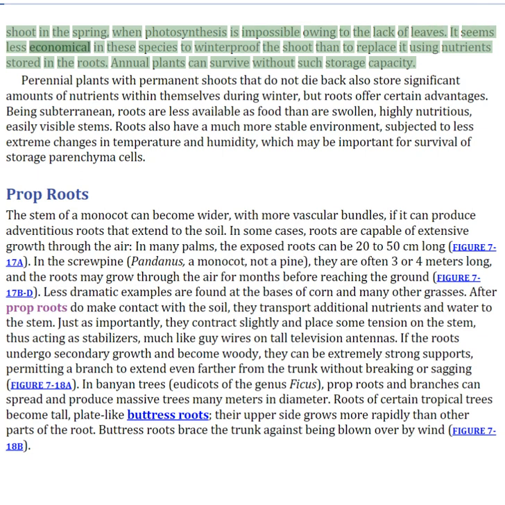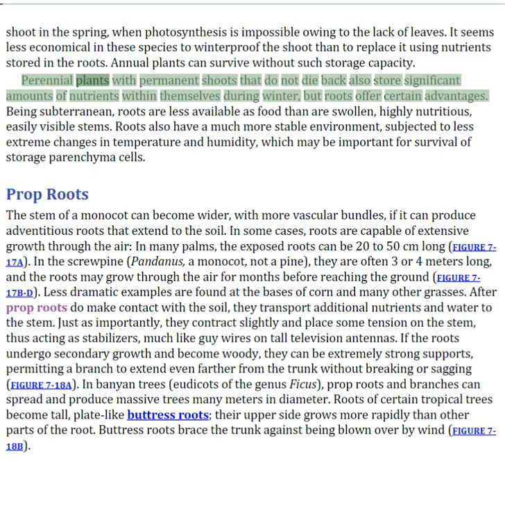It seems less economical in these species to winter-proof the shoot than to replace it using nutrients stored in the roots. Annual plants can survive without such storage capacity. Perennial plants with permanent shoots that do not die back also store significant amounts of nutrients within themselves during winter, but roots offer certain advantages.